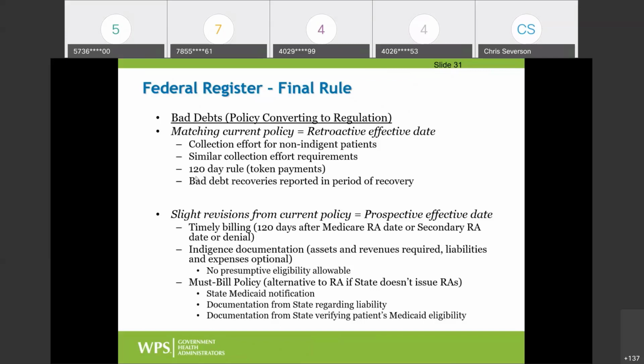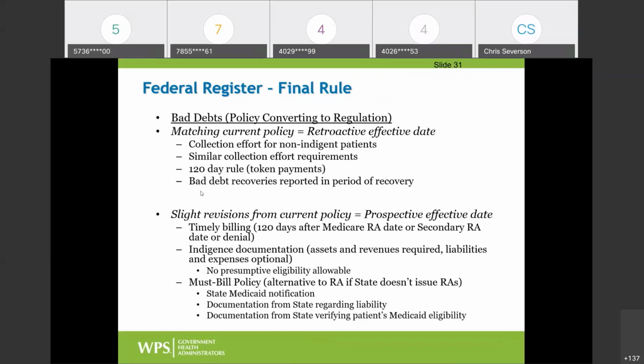But I also do want to stress on the other side of that, a provider can't just say, maybe send out one bill and then wait 120 days and write it off. It wouldn't be allowed there because the 120 days has to have continuous collection effort within it before you can write something off. So that's just stressing that point.